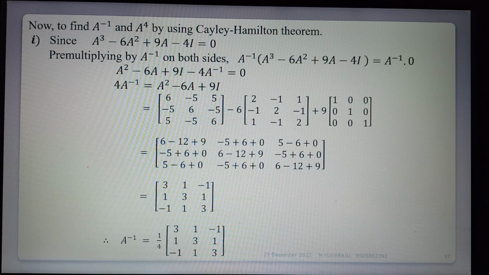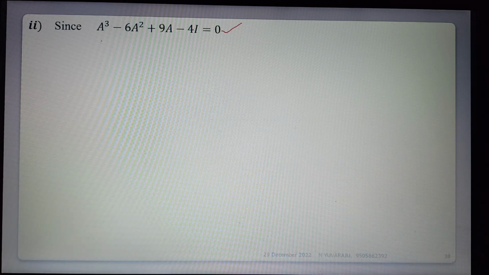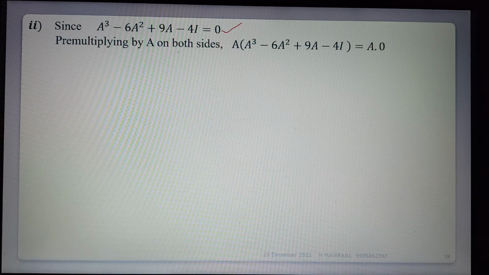Okay, similarly we have to find A power 4 next. Since we know the equation has A cube, a third degree, we want A power 4 together. So now pre-multiplying by A on both sides: A into A cube minus 6 A square plus 9A minus 4I is equal to A into 0. That is A power 4 minus 6A cube plus 9A square minus 4A is equal to 0. So we want A power 4, the remaining terms on the right side.